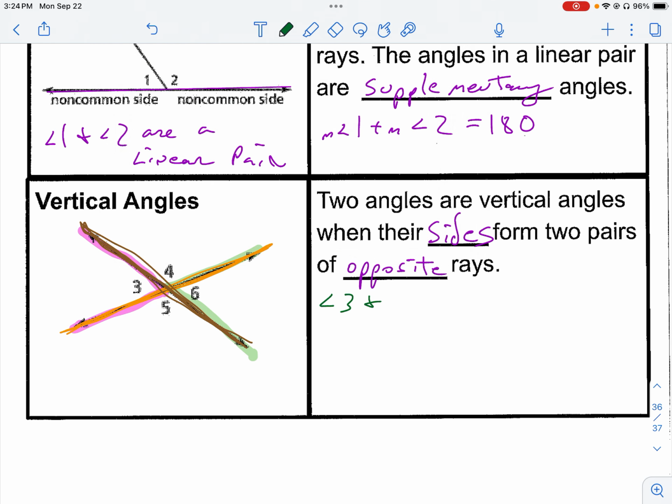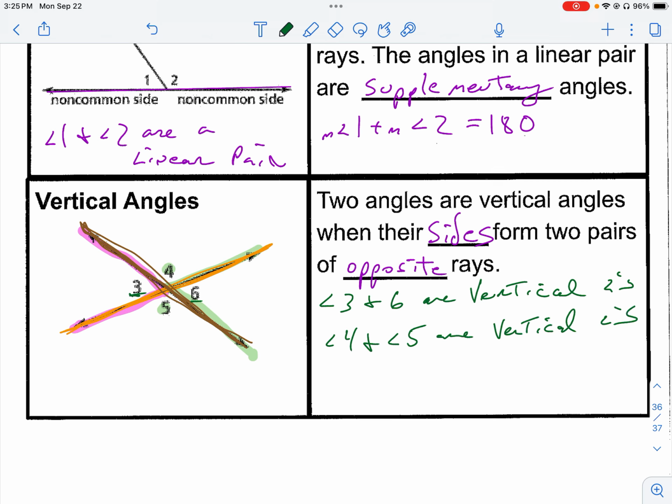So angle 3 and angle 6, because we did 3 and 6, are vertical angles. So they're across the X from each other. 3 and 6. And then angles 4 and 5 are also vertical angles. And we're going to talk a lot more about vertical angles. But for now, focus on being able to identify a linear pair and vertical angles.